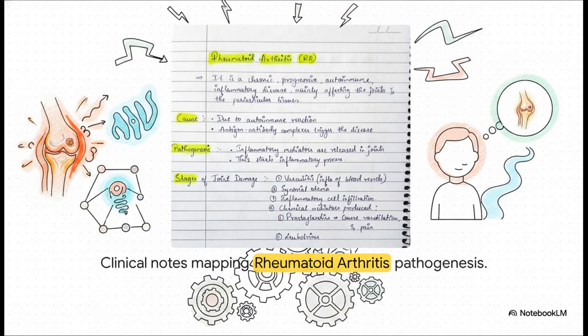Take a look at this. These are the actual clinical notes mapping out the pathogenesis, basically the origin story of rheumatoid arthritis. Looks a little dense, right? Well, don't worry, we're going to break these intense medical concepts down into a story that actually makes sense. This is essentially the blueprint of how the body's very own defense system misfires.